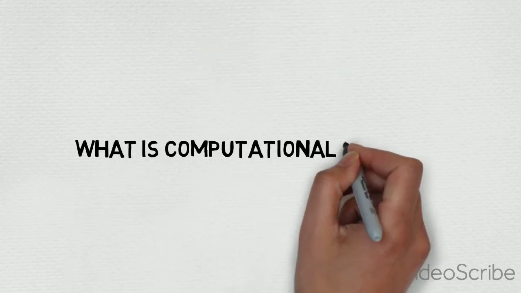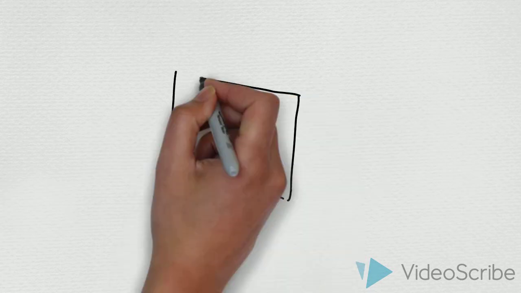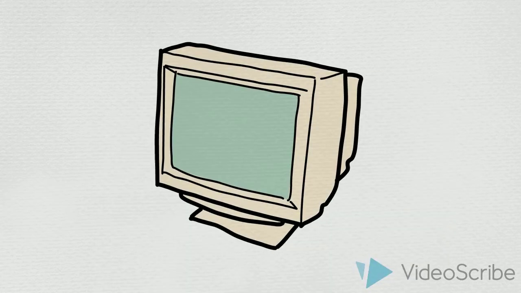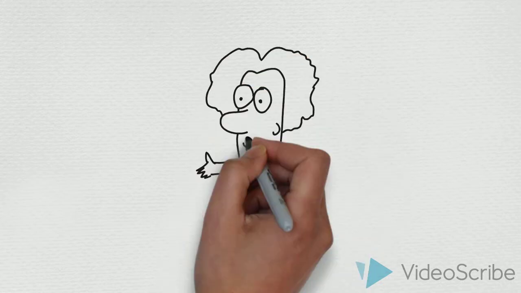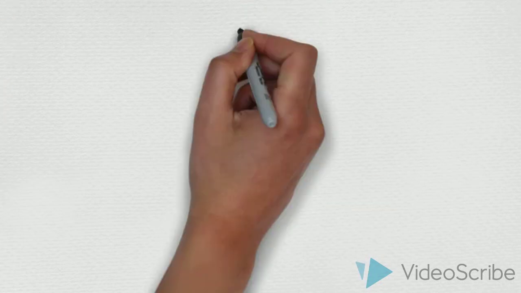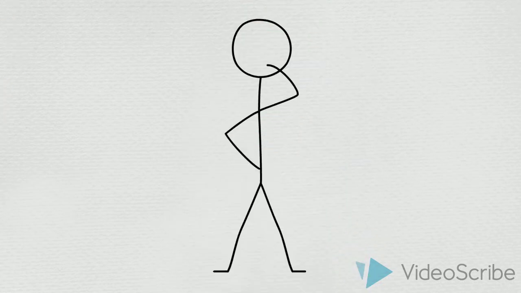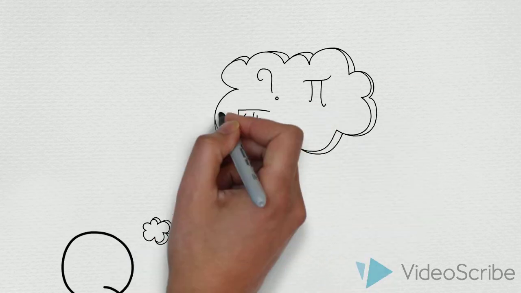So what is computational thinking? Well, firstly, computational thinking should not be thought of as thinking like a computer, nor should it be thought of as thinking like a computer scientist. Instead, it should be thought of as the ability to think of different ways to solve a range of problems similarly to how a computer does.